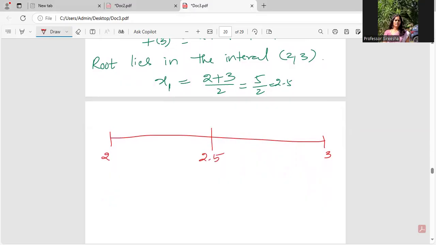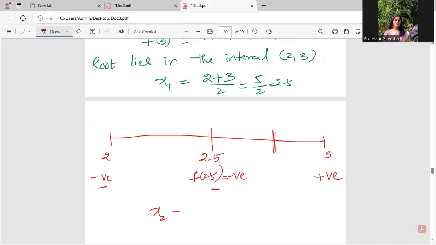Now this is 2.5. What you do is, this is negative and this is positive. So I have taken f of 2.5. You'll be checking it. I'm using a calculator, and it turns out to be negative. So between a negative and a negative, I can't have a root. Between a positive and a negative, I'll be having a root.